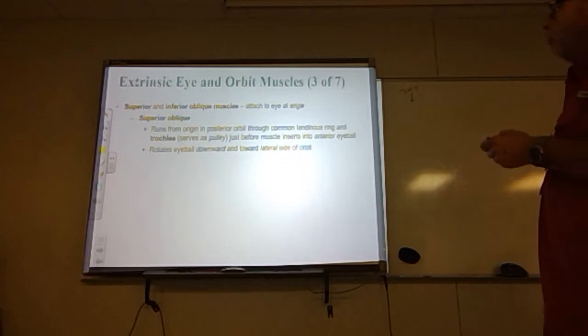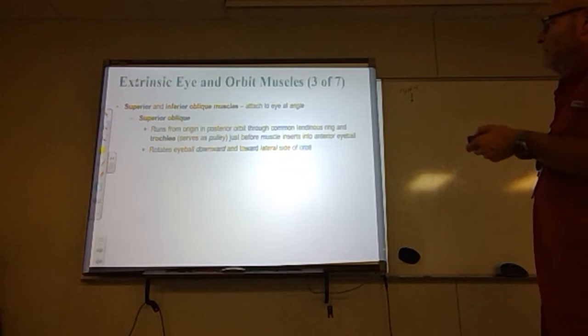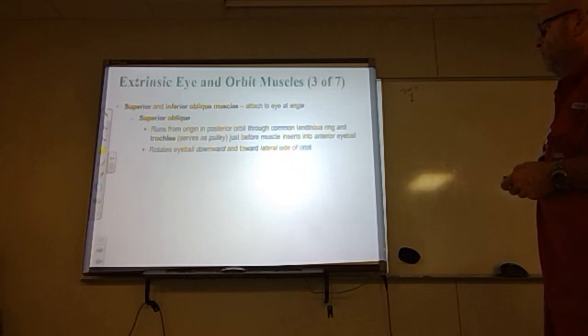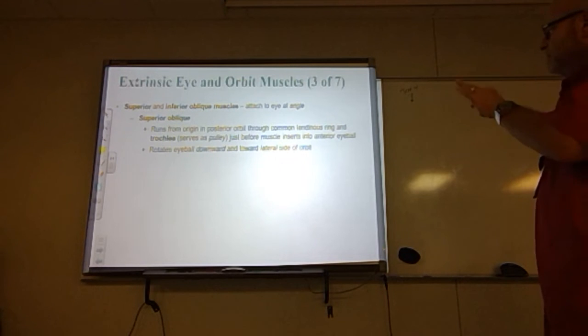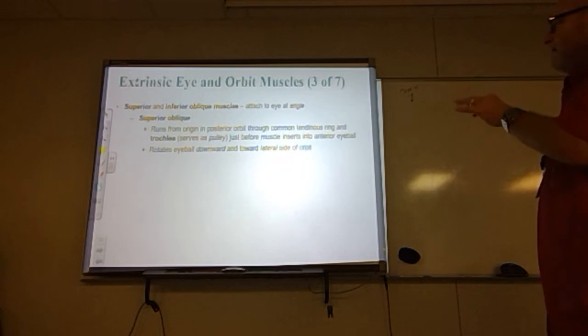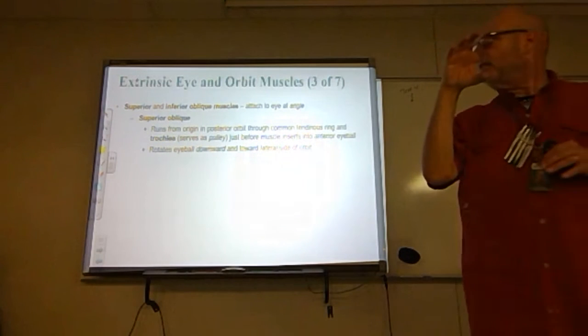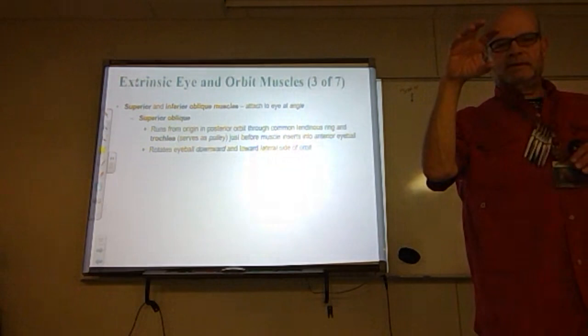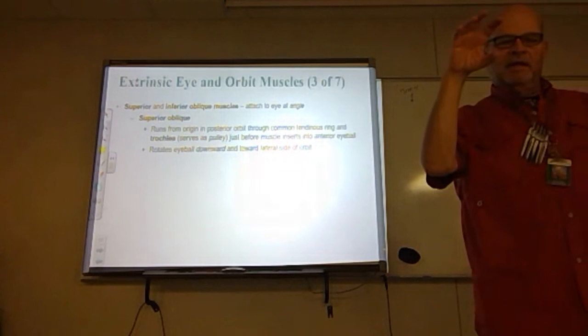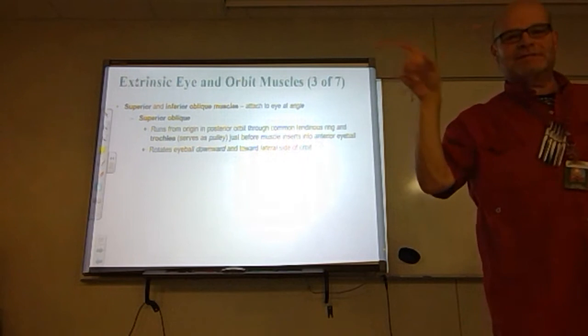The superior and inferior oblique muscles are the other 2. The superior oblique muscle runs from the origin in the posterior orbit through the common tendinous ring and the trochlea, which serves as a pulley. We'll talk about that one in a minute. Just before the muscle inserts into the anterior eyeball, this rotates the eyeball downward and toward the lateral side of the orbit. So the superior oblique muscle attaches over here, and its job is to move the eye this way, down and to the outside of the body.